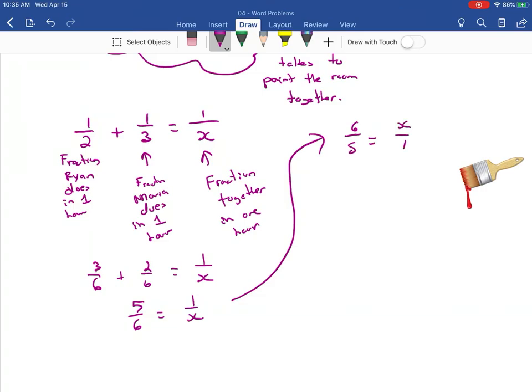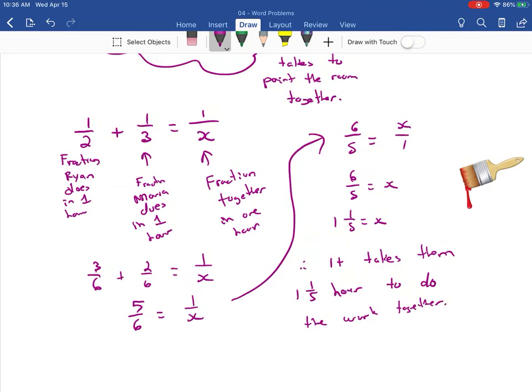I'm going to switch this to 6/5 equals x over 1. And what is x divided by 1? Just x. Now, you really want to get this into mixed numbers: 1 1/5. Therefore, it takes them 1 1/5 hour to do the work together.